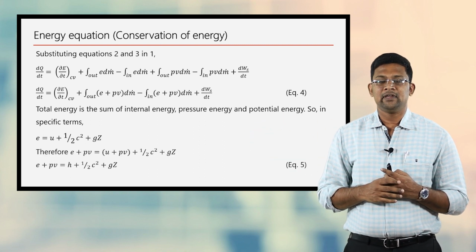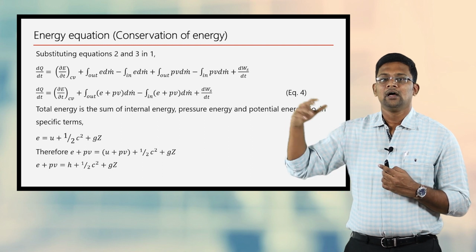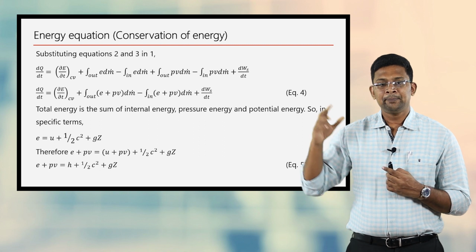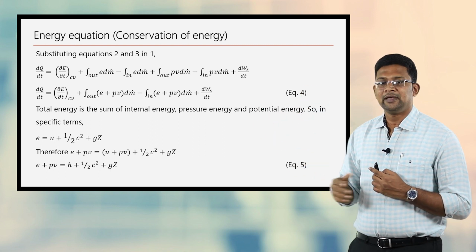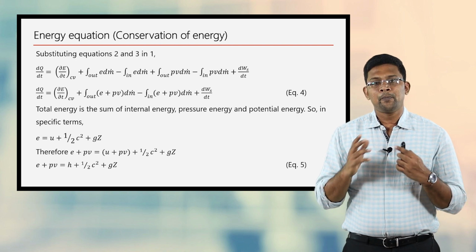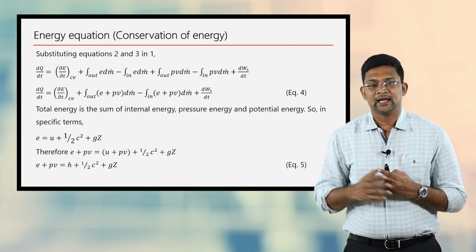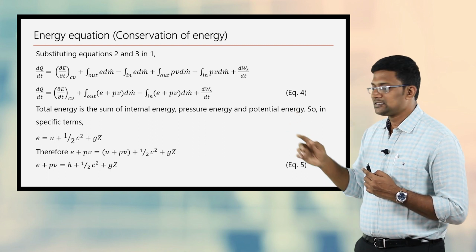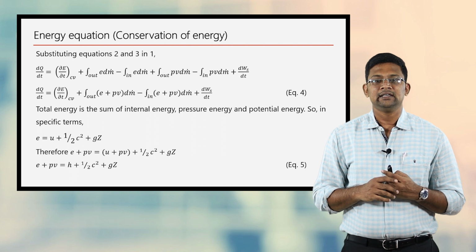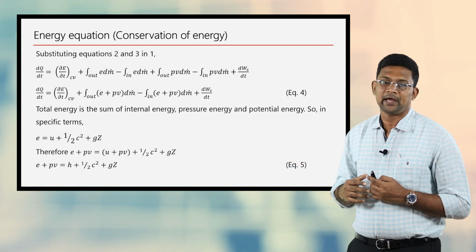Therefore, E plus PV: we are adding PV to the left hand side of the expression, and hence PV has to be added to the right hand side also. E plus PV is equal to U plus PV plus half C square plus gz. But we know U plus PV is nothing but the enthalpy H. Therefore, E plus PV is equal to H plus half C square plus gz. And that is the expression number 5.